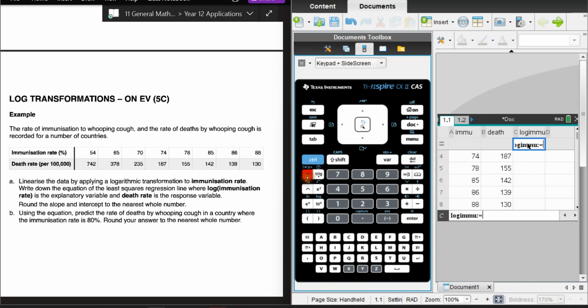So press equals, and then log, that's the log function. Open your bracket, and then whatever variable you're trying to transform, in this case it's this one, so type in IMMU. Okay. And if you've done it correctly, it should go bold. If you haven't, maybe you didn't spell it out, or you didn't write down the exact variable. Now, you might get something that says variable or column reference. Pick variable reference, and this should happen. Okay, on your calculator. That's what you should see.